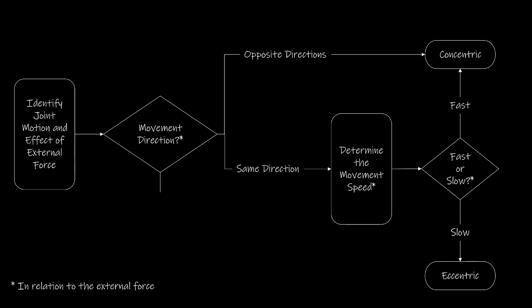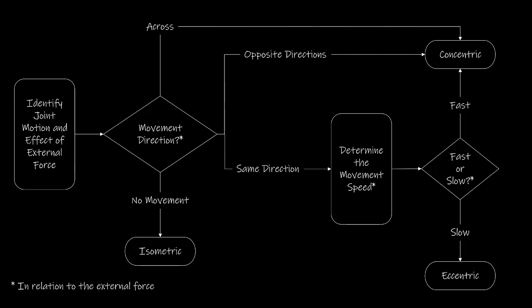There are also cases where we will have no movement occurring, such as this one. In these cases, we can conclude that there is an isometric MTC action. Finally, we can have a joint motion that is across the effect of the external force. This means the joint motion and the effect of the external force are in different planes. In such cases, we can conclude that the MTC action is concentric.